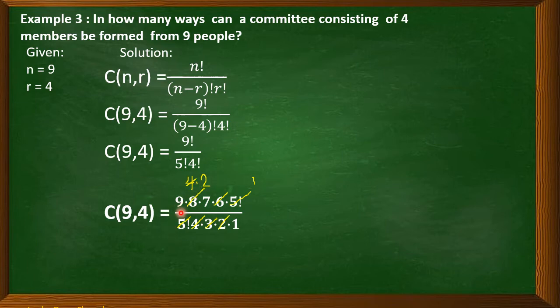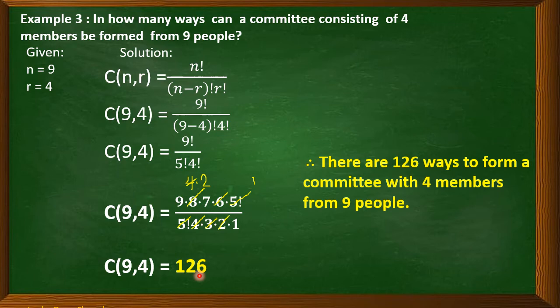So we multiply 9 times 2, that is equal to 18, and it will be multiplied by 7, that is equal to 126. And in our denominator we have 1, so 126 divided by 1 is still 126. Therefore, there are 126 ways to form a committee with 4 members from 9 people.